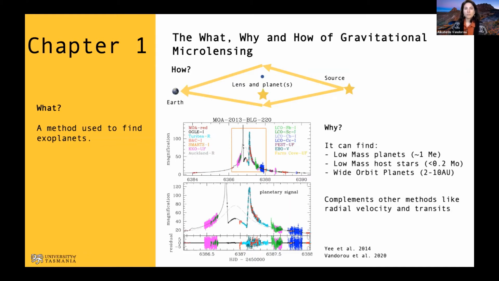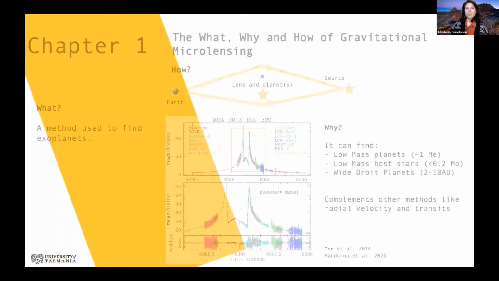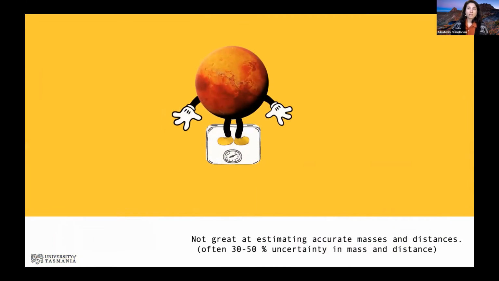But the reason why a community of about 100 astronomers or so continue using this method is that it greatly complements other detection techniques like radial velocity and transits, because it has the ability to detect planets over a large range of masses and orbits, bound or unbound to their host. And it is even sensitive to planets orbiting stellar remnants. The main reason for this is because in microlensing, we get most of our information from the amplified light of the background source. But because we're not actually detecting the light of the lens, so the host star, directly, it's difficult to accurately determine the mass and distance of the system.